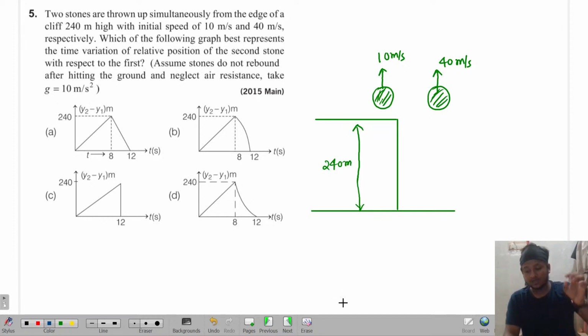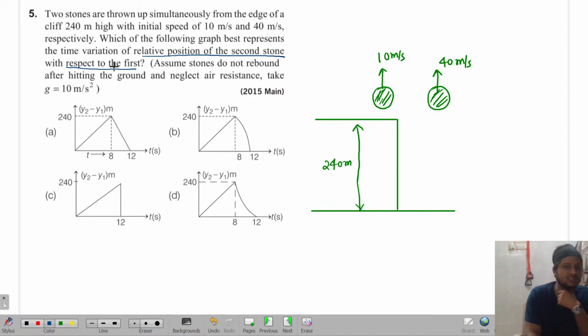So here, the first important thing about the question is, try to see, two stones are thrown up simultaneously from the edge of a cliff 40 meters high, with initial speeds of 10 meter per second and 40 meter per second. Next, which of the following graphs best represents the time variation of the relative position of the second stone with respect to the first? Assume stones do not rebound after hitting the ground and neglect air resistance.